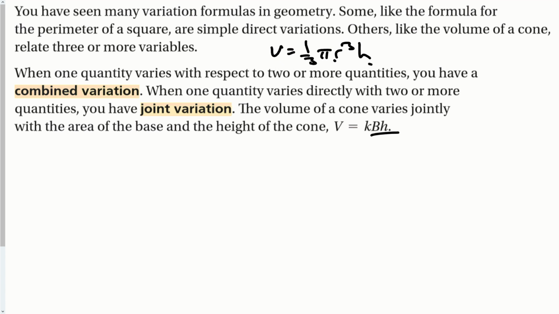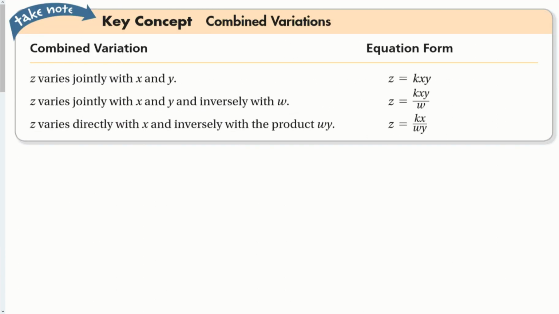Okay, same formula. It's right down here. The base of the cone would be the area of a circle, so that's included in this formula right here. But the point is that as the base goes up and the height goes up, the volume goes up. This is called a combined variation or a joint variation. So the volume of a cone varies jointly with the area of the base and the height of the cone. So basically we have some special words when we talk about whether we have more than one direct or indirect variation. We say jointly when we have 2 direct variations.